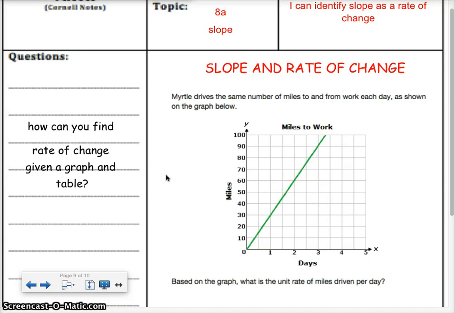Lesson with slope. And we're going to identify slope as a rate of change today. So we're going to connect slope to a rate of change. Now when you think about rate, you think about miles to hours, cups to day, dollars to month, or whatever. It's a comparison of two units, right?